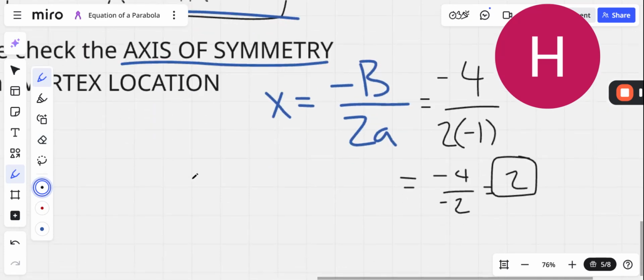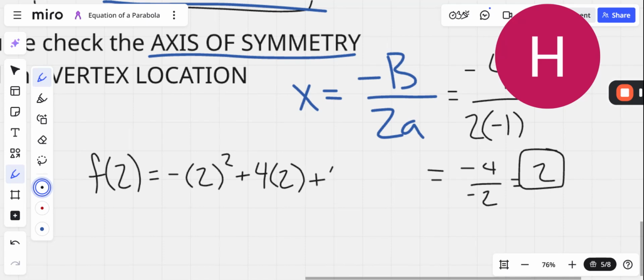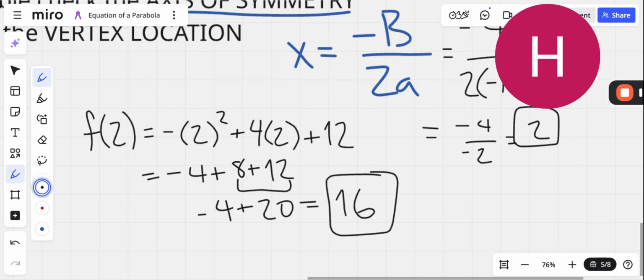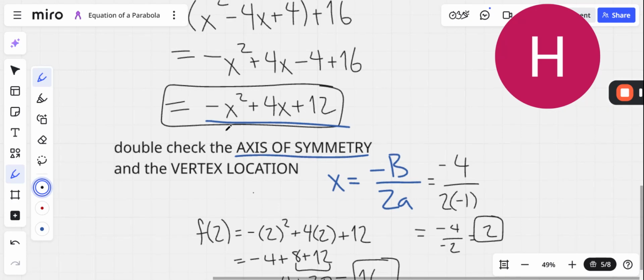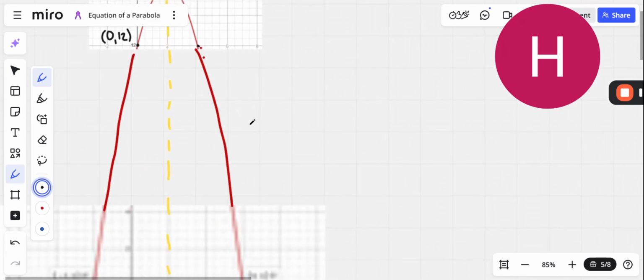And then let's plug in that value and make sure we get 16, shall we? So f of 2 equals negative 2 squared plus 4 times 2 plus 12. This gives us negative 4 plus 8 plus 12. 8 plus 12 is 20. That's kind of nice. Negative 4 plus 20, of course, that's 16. So we're good to go. It checks out on the axis of symmetry. It checks out on the vertex location. We can be sure that this is indeed the equation of that mystery parabola that my friend didn't seem to be able to get the equation for.